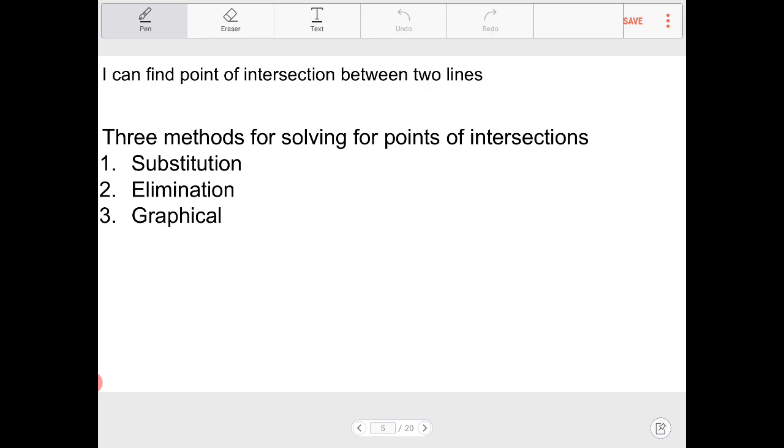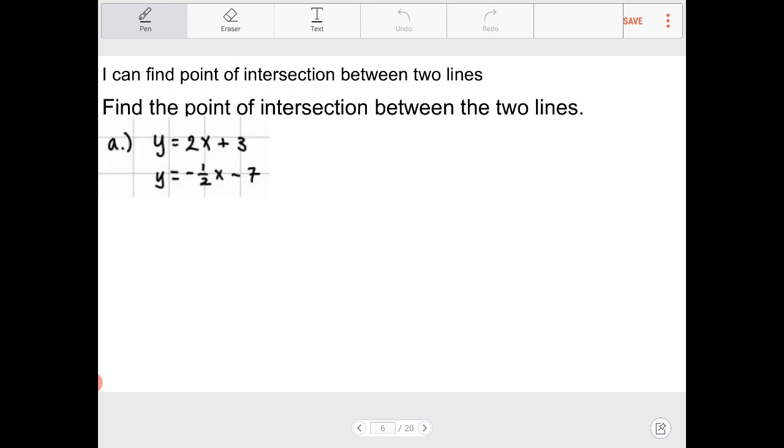In this video, we are going to solve for the points of intersection algebraically first, and then I will demonstrate how the algebraic solution must always be consistent with the graphical solution. So I have two equations here, two lines represented by y equals 2x plus 3 and y equals negative half x minus 7. We're going to solve for the point of intersection, which means we're looking for a coordinate x and coordinate y.